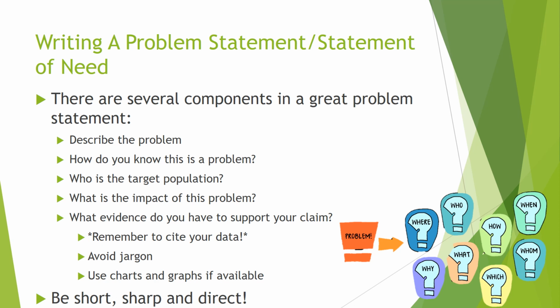And next, you're going to need evidence to support your claim. You'll need to cite your data and data sources. So you need to utilize internal and external data to support that the problem is real and can be measured. The information gathered should be factual and directly related to the problem to be addressed by your grant proposal.